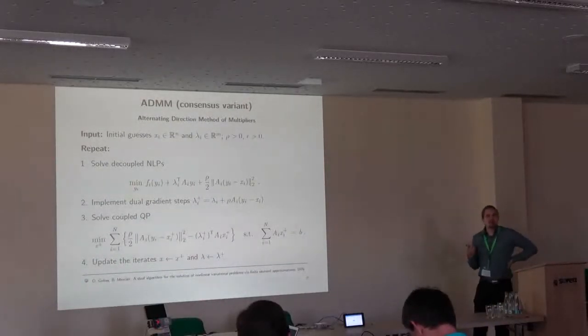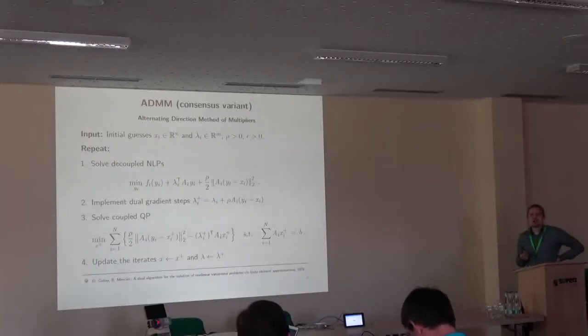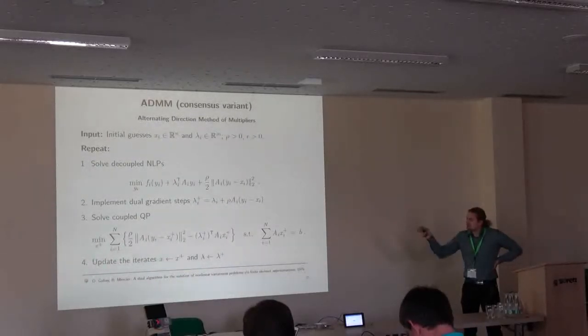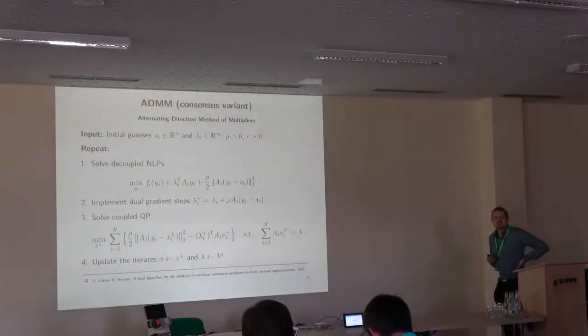So actually, ADMM is an extremely simple algorithm. It's extremely effective. It can be proven that if the fi are convex, then this algorithm converges under very mild conditions. If they are strictly convex, it converges definitely. And under very mild conditions, also for general convex functions, we can have a convergence proof.